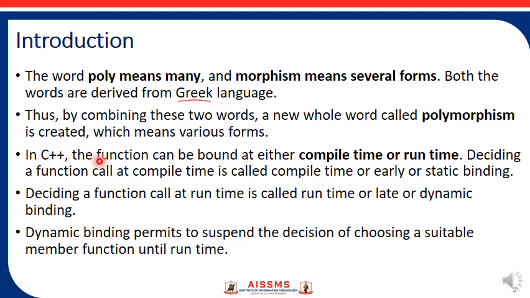In C++, the function can be bound at an earlier compile time or at run time. Deciding a function call at compile time is called compile time, or early, or static binding. Deciding a function call at runtime is called runtime, or late, or dynamic binding. So we will cover these two points, compile time polymorphism as well as runtime polymorphism.